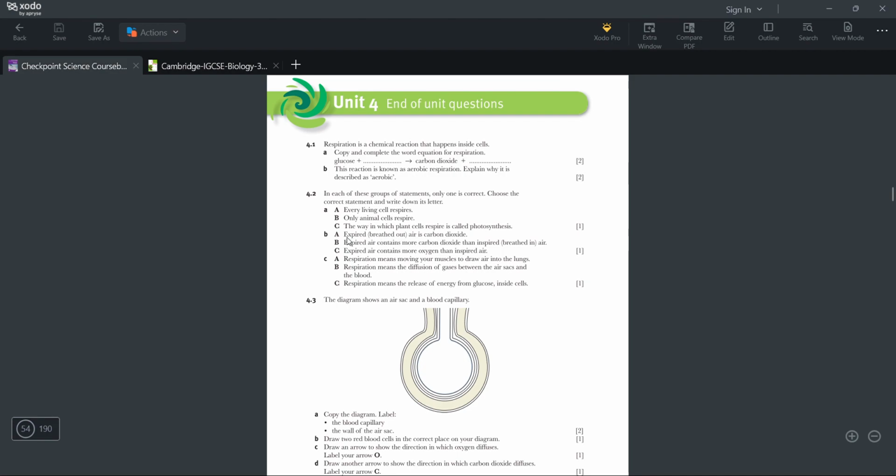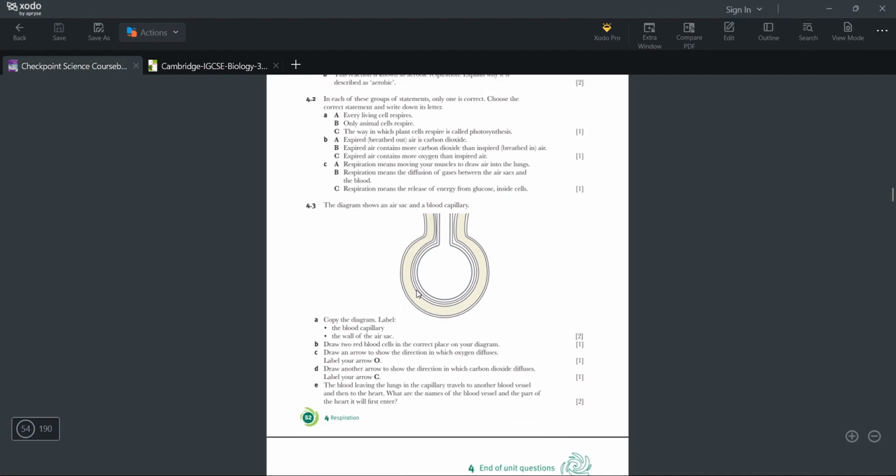Okay, in this case, expiration, breathing out air. Expired air contains more carbon dioxide than inspired air. Expired air contains more oxygen than inspired air. So it's not A, because it's not just carbon dioxide, but it does contain a little bit more carbon dioxide than inspired air. So here, in this case, it's going to be B. Respiration means moving your muscles to draw air into your lungs. Respiration means diffusion of gases between air sacs and blood. No. Respiration means the release of energy from glucose inside the cells.